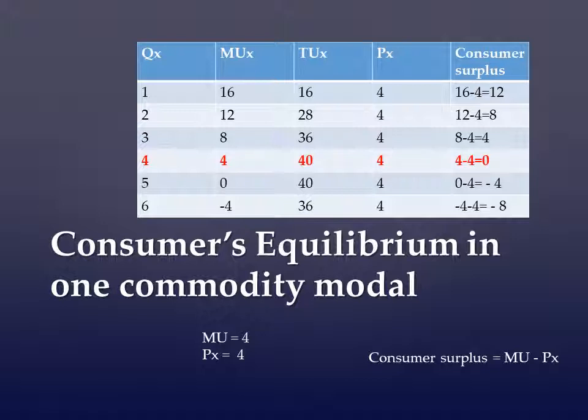We now explain the consumer equilibrium in the one commodity model. The consumer buys such a quantity of that commodity which gives him maximum satisfaction. It depends upon two factors, that is the marginal utility and the price of that commodity. To determine the equilibrium point, the consumer compares the price of the given commodity with its utility. He will be in equilibrium when marginal utility becomes equal to its price.